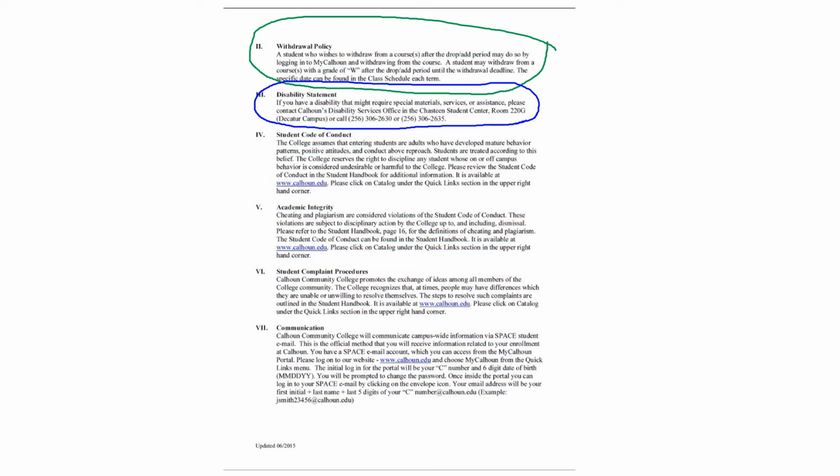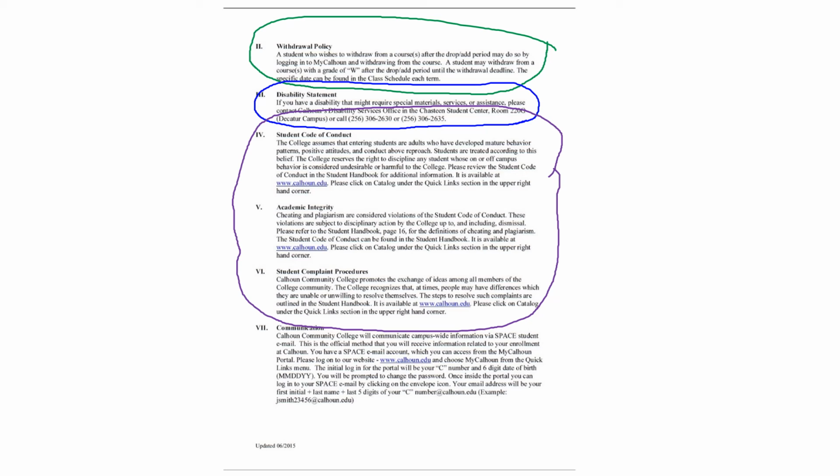And the Student Code of Conduct, Academic Integrity, Student Complaint Procedures, these are all found in the manual, Student Handbook, found online at www.calhoun.edu. So check these out when you have time.